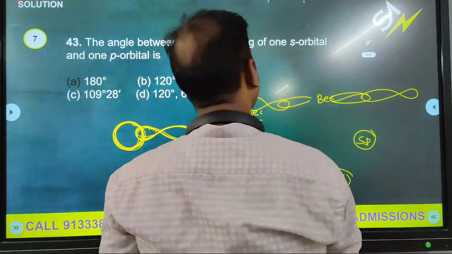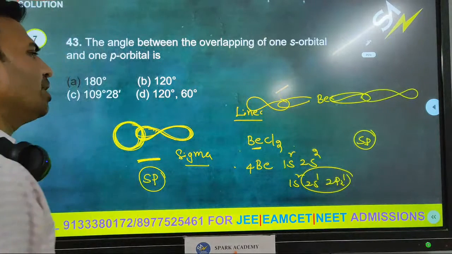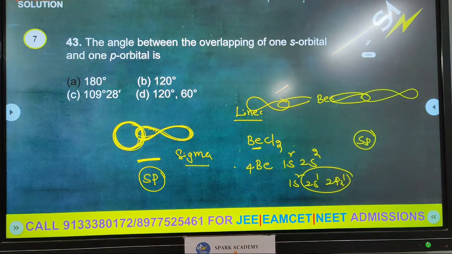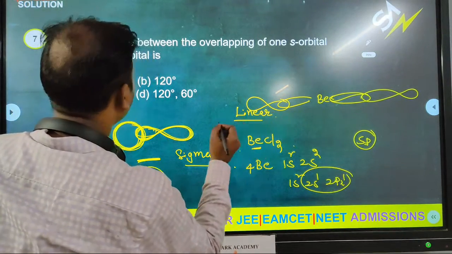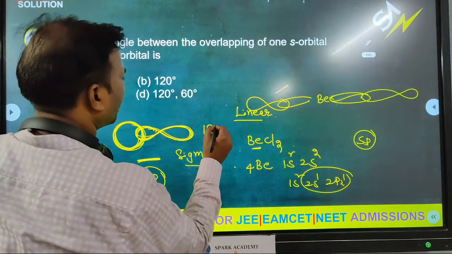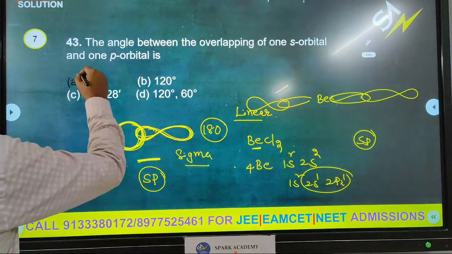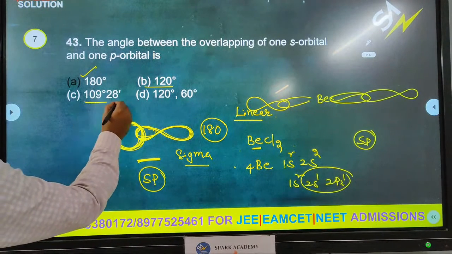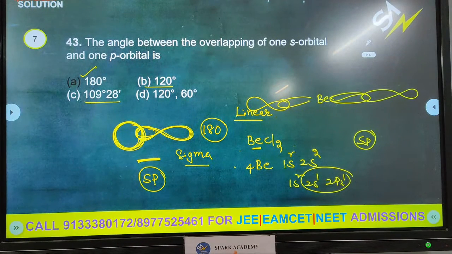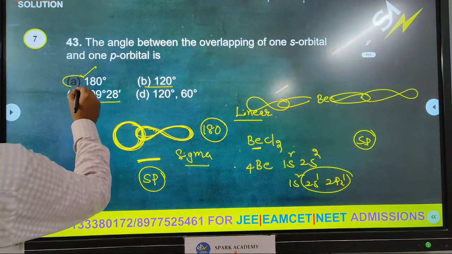After overlapping with chlorine's p orbital, what about the shape? The shape is linear. When the shape is linear, what is the bond angle? 180 degrees. 120 is trigonal, and 109 degrees 28 minutes is sp3 hybridization, the tetrahedron. Here this one is linear. So what is the bond angle here?